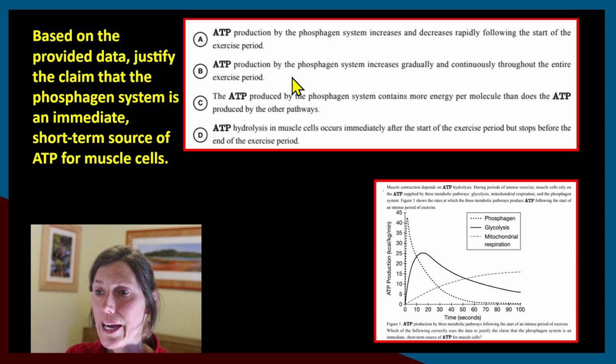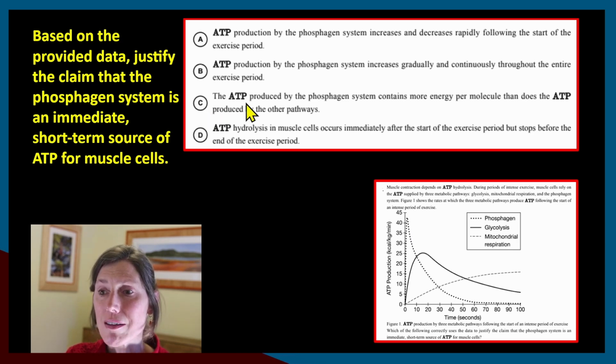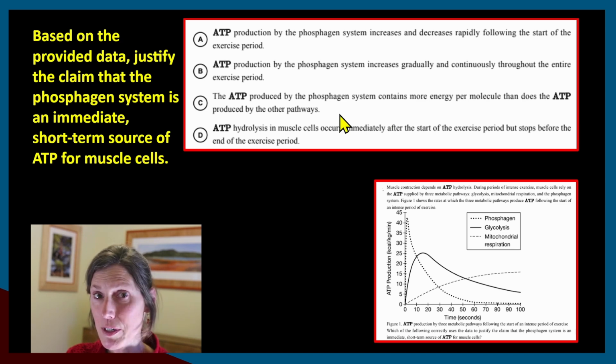Option B. ATP production by the phosphagen system increases gradually. I'm going to pause right there because clearly this quick peak does not match gradually. So not a good choice. C. The ATP produced by the phosphagen system contains more energy per molecule than does the ATP produced by the other pathways. I'm not sure if this statement is correct or incorrect, but does it answer the question? I don't think so.